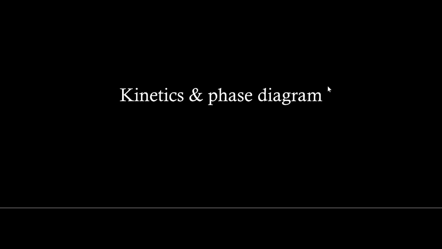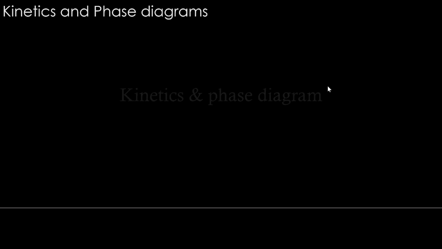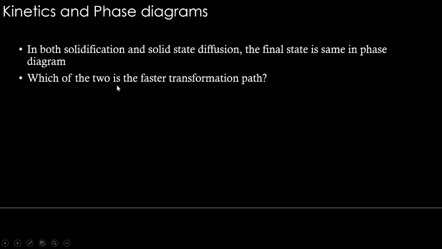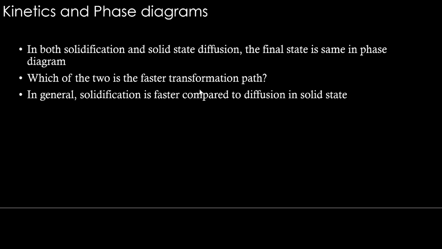Right, that's about the mechanism. And a very related idea is kinetics. Kinetics is to do with the rate of transformations. So if you see, in both solidification and solid state diffusion, the final state is the same in the phase diagram. Which of the two is the faster transformation path? That's an interesting question to ask. In general, solidification is faster compared to diffusion in the solid state.